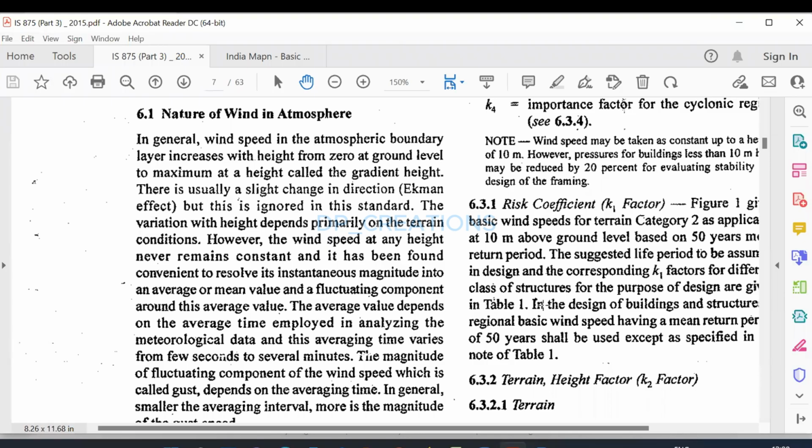In general, wind speed in the atmospheric boundary layer increases with height from 0 at ground level to a maximum at a height called gradient height. As you have already experienced, as you go up, you experience more wind. For example, in a 10-story building, on the second or third story you will not feel that much wind. But if you go to the 9th story, 10th story or roof, you will feel huge wind pressure.